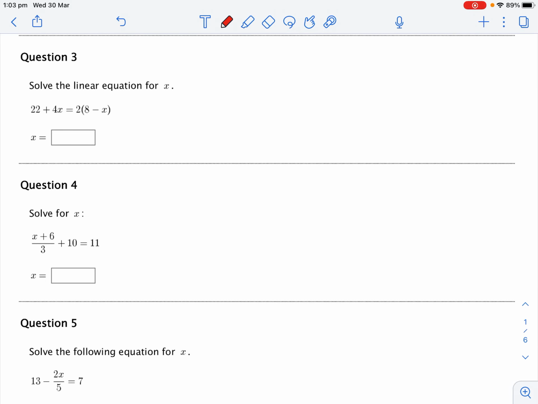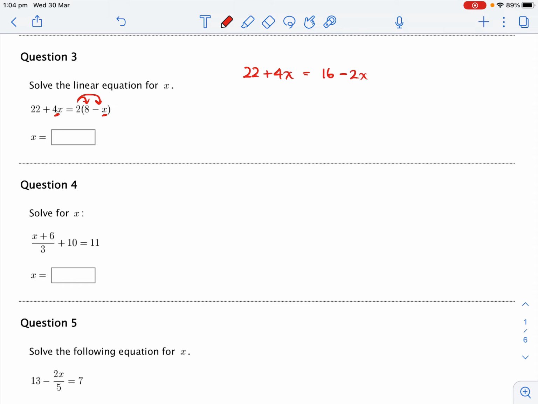All right, third equation, I've got the unknown appearing twice. Same rule as before. The first thing I do is I expand the brackets. So on the left-hand side, there are no brackets. I just copy the equation. On the right-hand side, 2 times 8 is 16. 2 times negative x is negative 2x.